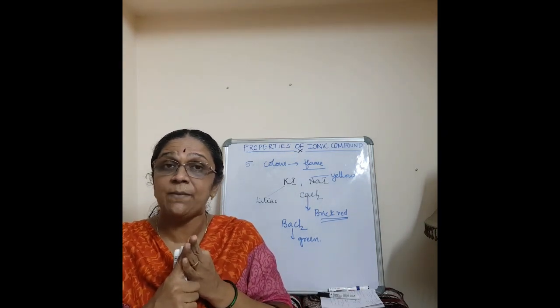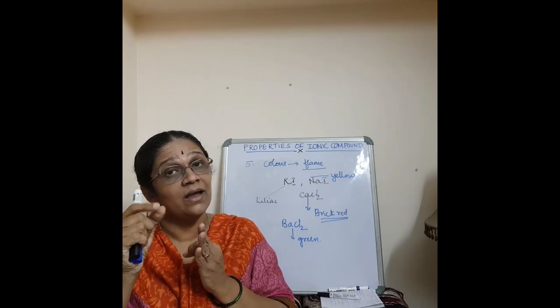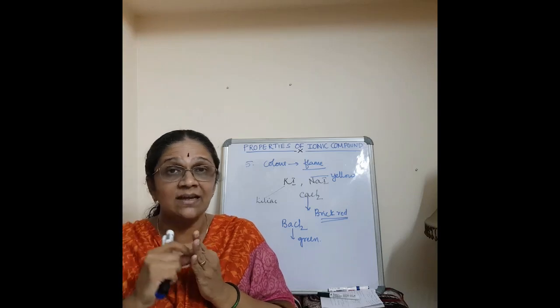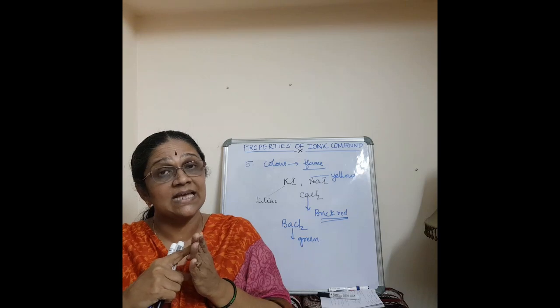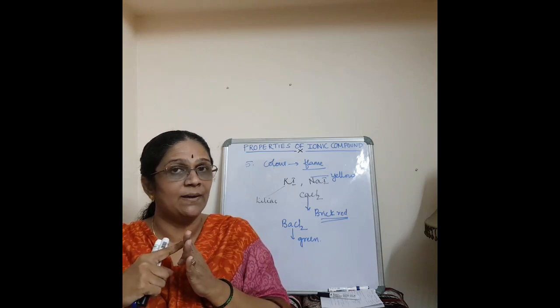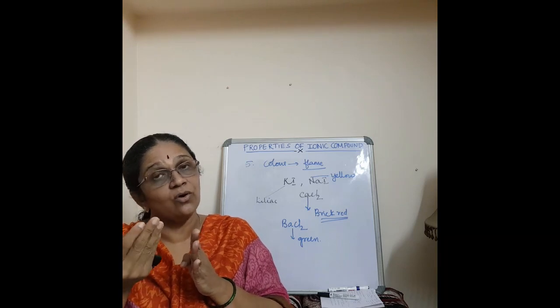Why? What is the reason behind that? That is due to the strong force of attraction between the ions of the ionic compound, that is the cation as well as the anion, isn't it? They have a high MP and BP, which I have told you, right? MP and BP means what? They have strong force of attraction.